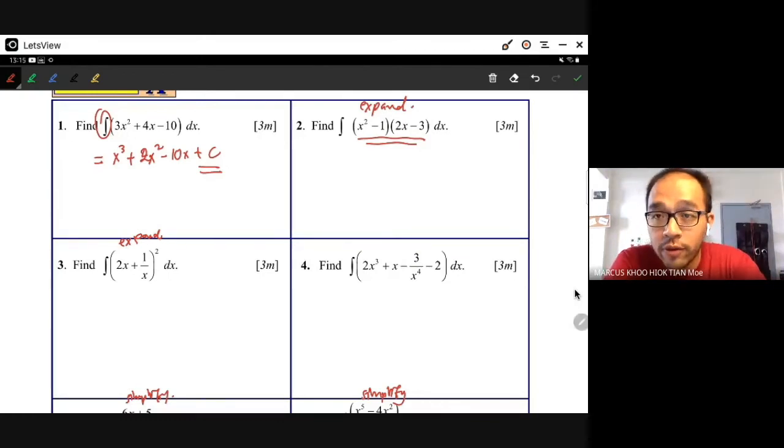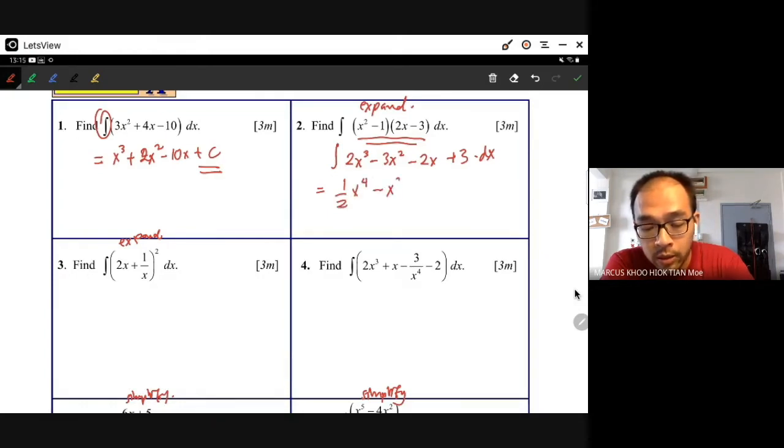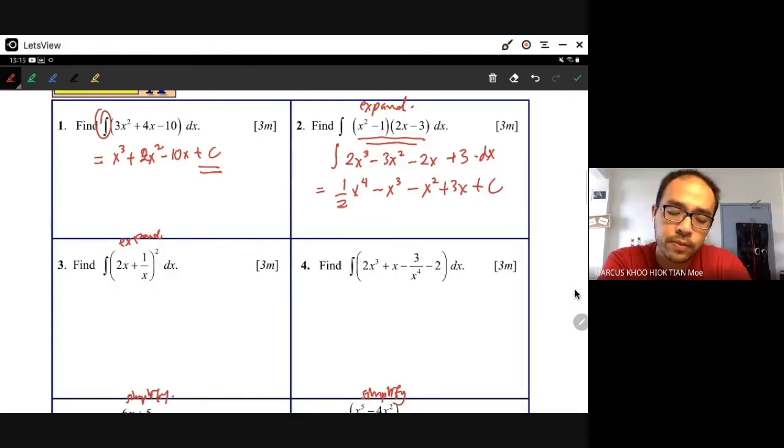Okay, second one, you will have to expand this first. So you get 2x cubed minus 3x squared minus 2x plus 3. Okay, but you haven't integrated yet lah. Kamu hanya expand sahaja. So when you integrate, you will get 1 over 2 x to the power of 4 minus x cubed minus x squared plus 3x plus c. Is that correct? Yeah, should be correct lah. Okay, 1 over 2 x to the power of 4 minus x cubed minus x squared plus 3x plus c.